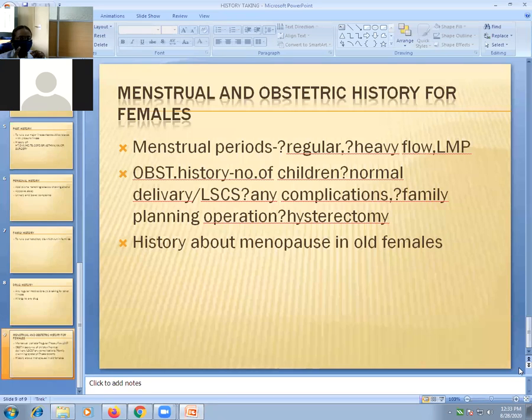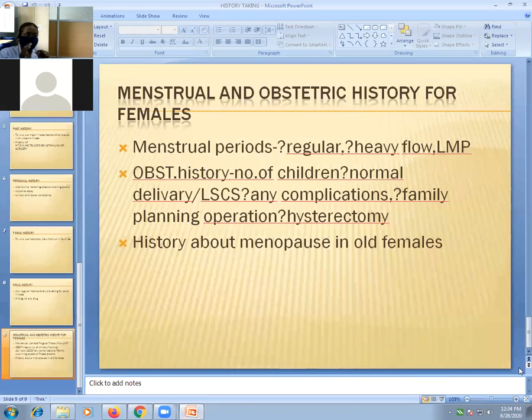If patient is young, you have to ask last menstrual date to rule out pregnancy also, possibility of pregnancy. So last menstrual date in young patient should be asked to rule out possibility of pregnancy because we have to prescribe drugs which can be hazardous to the patient.